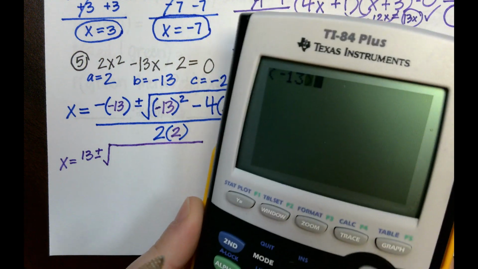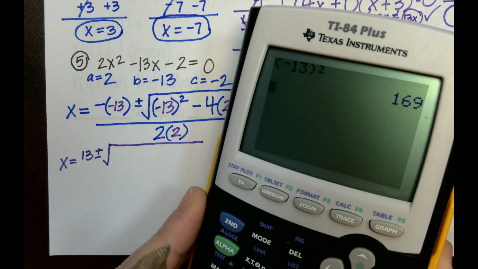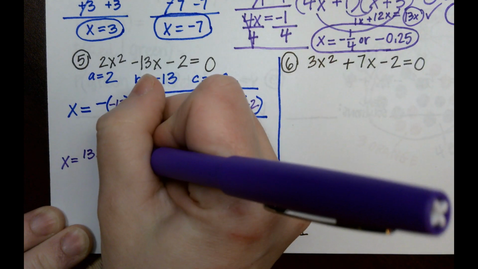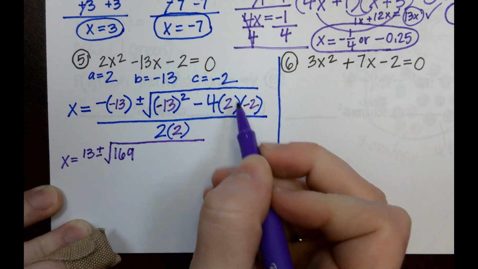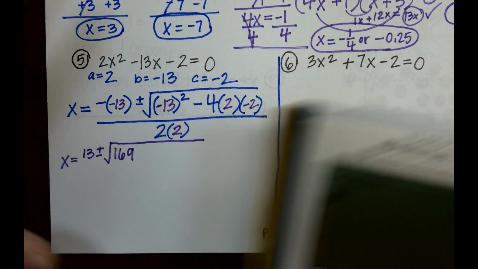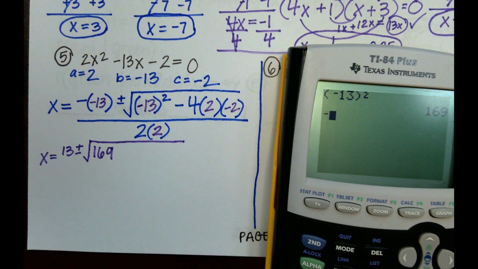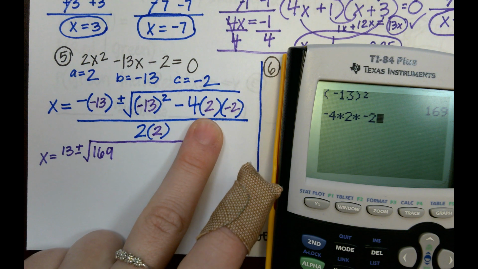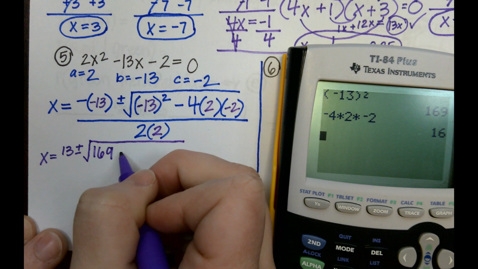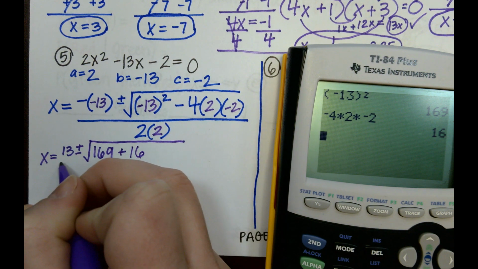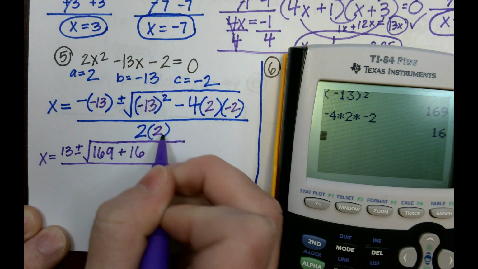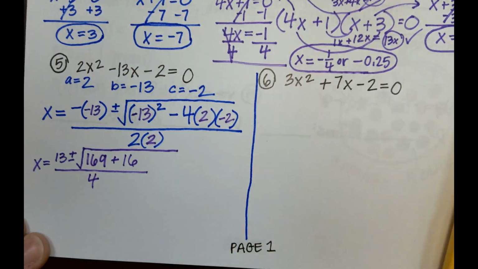Negative 13 squared, 169. Good. Plus 16. Yes, so negative 4 times 2 times negative 2. Let's type that in. Negative 4 times 2 times negative 2. So I'm doing this part right here. 16. Good, and that's plus 16. Those negatives canceled. All divided by 4. 2 times 2 is 4. Good.